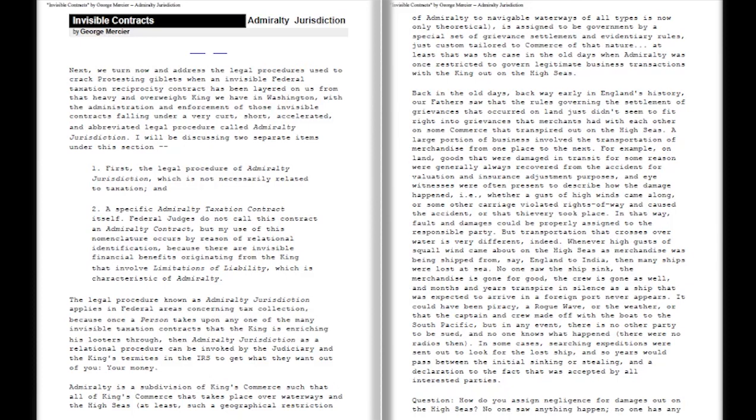For example, on land, goods that were damaged in transit for some reason were generally always recovered from the accident for valuation and insurance adjustment purposes, and witnesses were often present to describe how the damage happened, i.e., whether a gust of high winds came along, or some other carriage violated rights of way and caused the accident, or that thievery took place. In that way, fault and damages could be properly assigned to the responsible party.